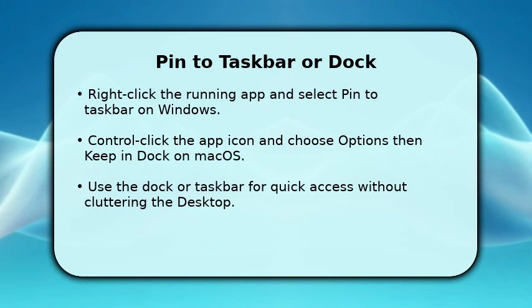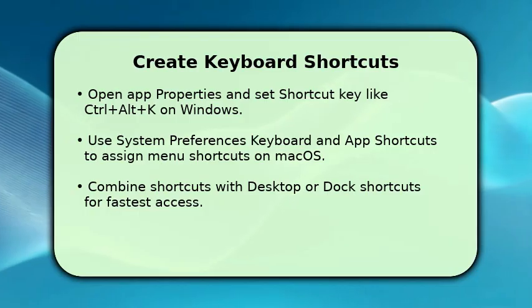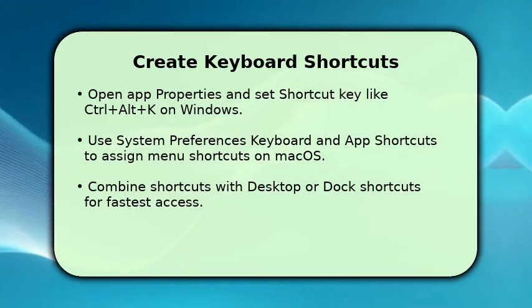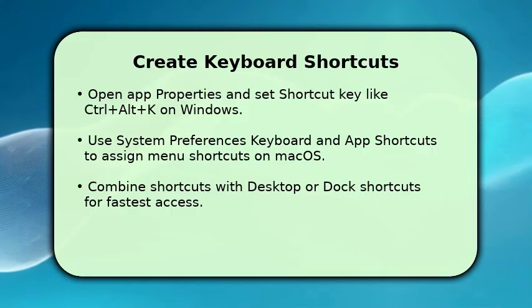Finally, I will cover assigning keyboard shortcuts to launch apps quickly. On Windows, right-click a desktop shortcut, choose Properties, and enter a shortcut key like Ctrl plus Alt plus K. Press Apply and test the new key combination to confirm it launches the app. On Mac OS, open System Preferences, choose Keyboard, then App Shortcuts to add an application and assign a menu shortcut.